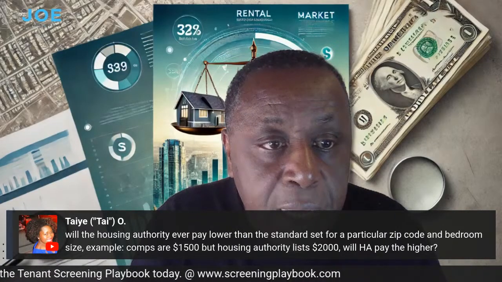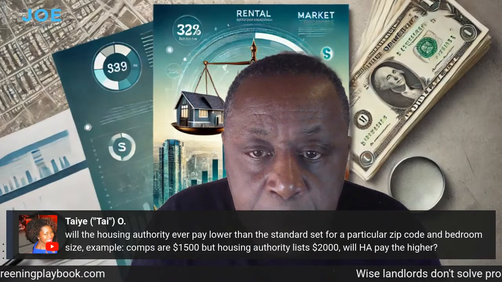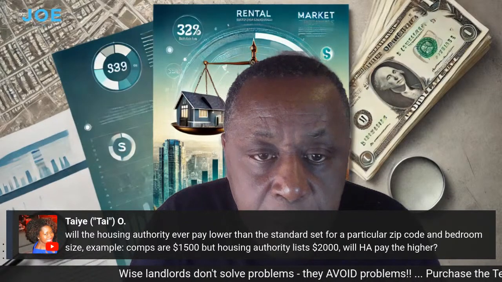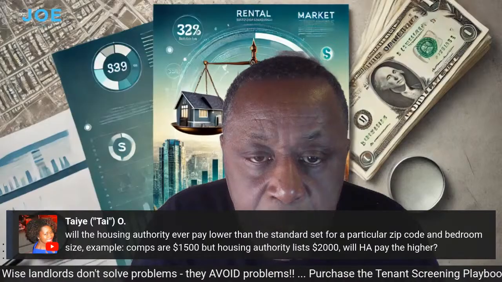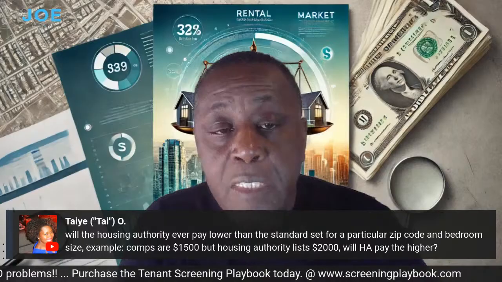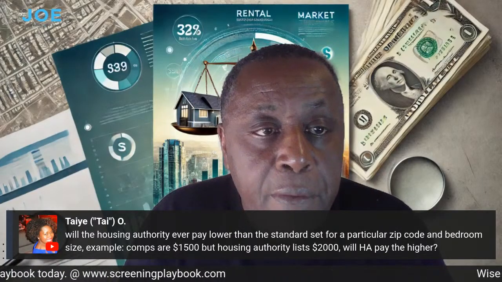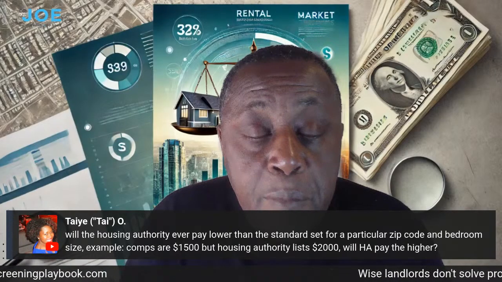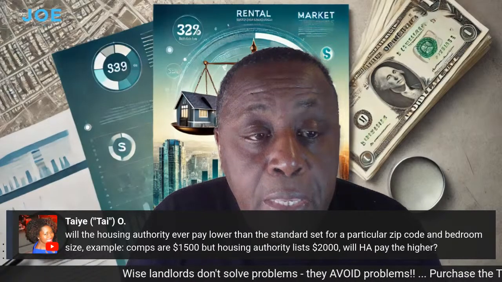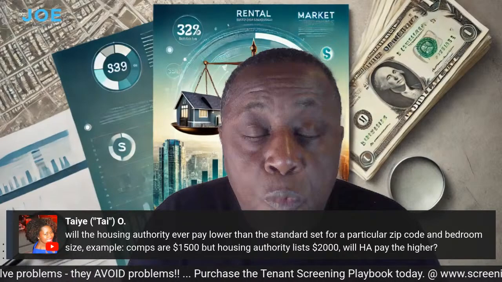Ty, will the housing authority ever pay lower than the standard set for a particular zip code and bedroom size? For example, comps are 1,500, but housing authority lists 2,000. Will housing authority pay the higher? Yes. Well, at least in the Washington, D.C. area, they will. There are many times where the rent that I'm getting is slightly higher than market, and they will pay it. So you need to understand how they work it in your area, if they will do that, and what you need to do in order to get the higher rent.